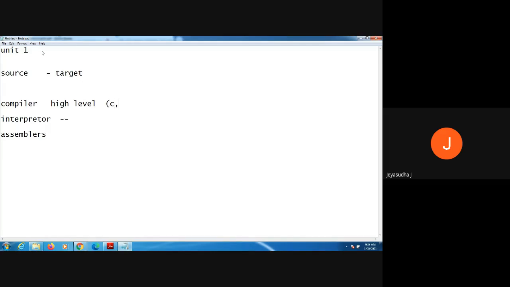The high level language can be C, C++, Java, or any language. You can take any language you want. The source is going to be a high level language. It will be converted to a low level language, mostly an assembly language or a machine understandable language. So a compiler is about converting a high level language to a low level language. The same is the case for the interpreter also.